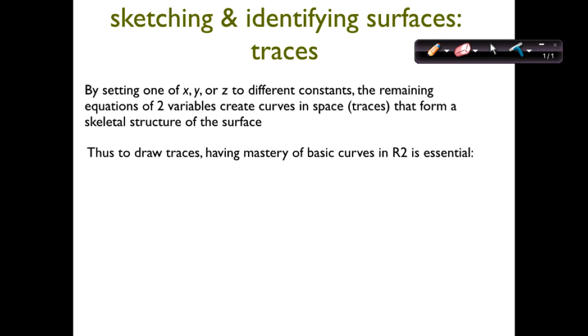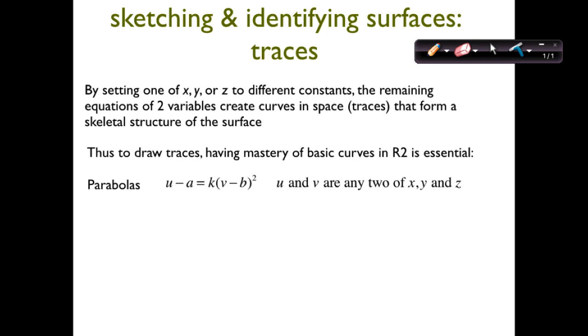So in order to draw these traces, we have to have a mastery of the basic curves in R2, because that's what you get. So you're going to pick a variable and set it to a constant in your equation, and then you're going to have an equation of the other two variables, and you have to know how to sketch those R2 curves. Okay? So here's kind of an overview of those. So parabolas. So parabolas have this form. So I'm using u and v to be any two of the three variables x, y, and z. So u and v could be x and y, or y and z, or x and z.